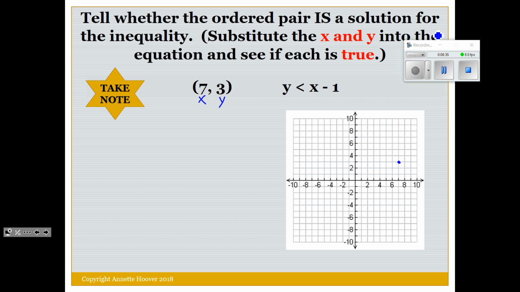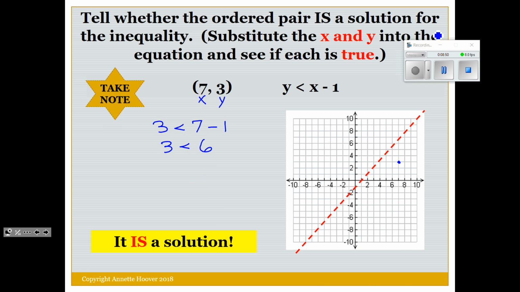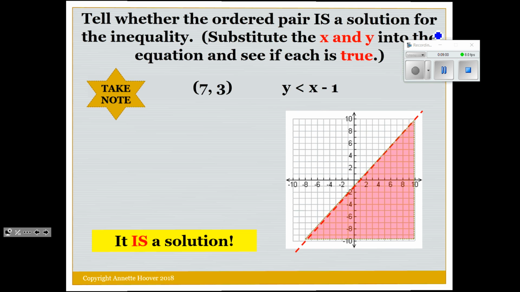So instead of y, we're going to write 3 is less than. In place of x, we're going to write 7 minus 1. Is this a true statement? Is 3 less than 6? Well, 3 is less than 6, so yes. If we graphed that, it would be part of the solution. This is what it looks like graphed, and this is what it looks like shaded, and look, indeed it is part of the solution. But we could figure that out without actually graphing it.